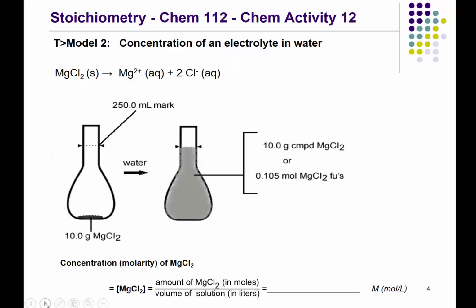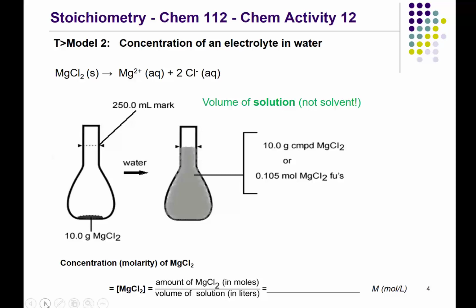Let us say that we measure out 10 grams of magnesium chloride and we've quantitatively transferred it to our volumetric flask. We're going to use a 250 mL volumetric flask. So the idea then is we're going to add enough solvent, in this case water, to bring the level up to the mark on the volumetric flask. It's important to highlight that the 250 mL is actually the volume of the solution. It's not the solvent. Note that the total volume of our solution is made up of both the solvent and the solute.